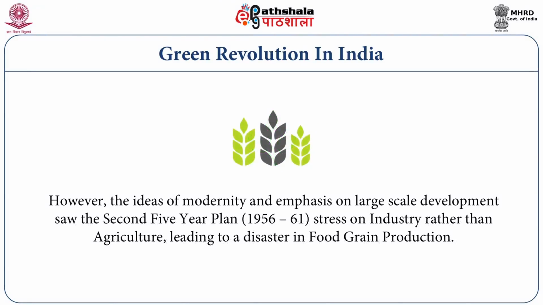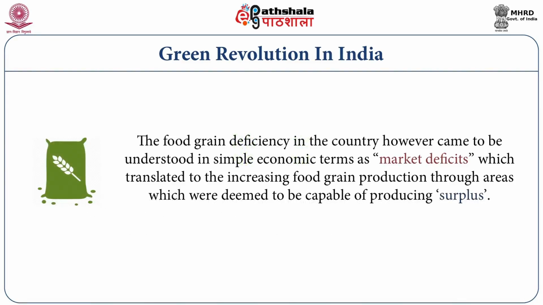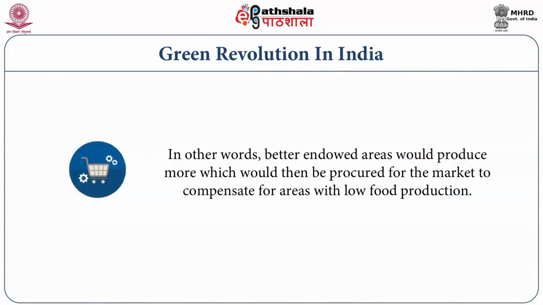However, the ideas of modernity and emphasis on large-scale development saw the second 5-year plan from 1956 to 1961 stress on industrialization rather than agriculture, leading to a disaster in food grain production. The food grain deficiency in the country, however, came to be understood in simple economic terms as market deficits, which translated to increasing food grain production through areas which were deemed to be capable of producing surplus. In other words, better endowed areas would produce more, which would then be procured for the market to compensate for areas with low food production.